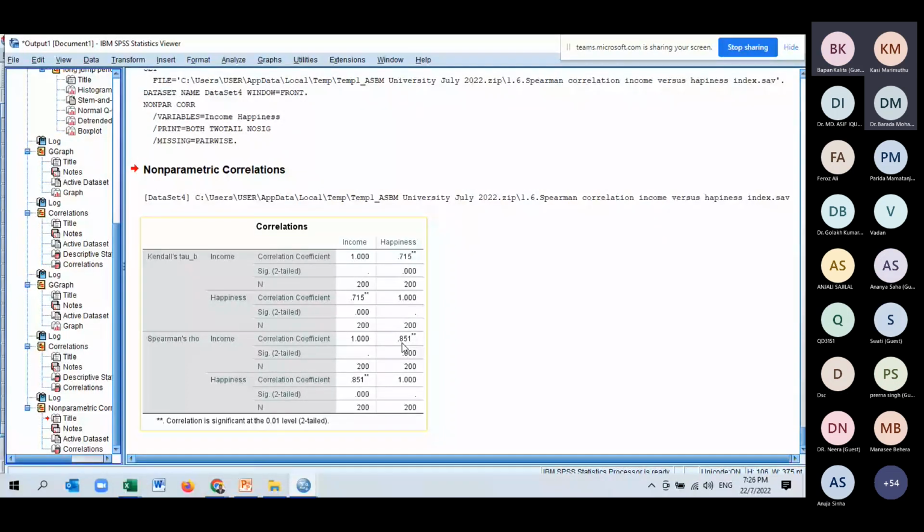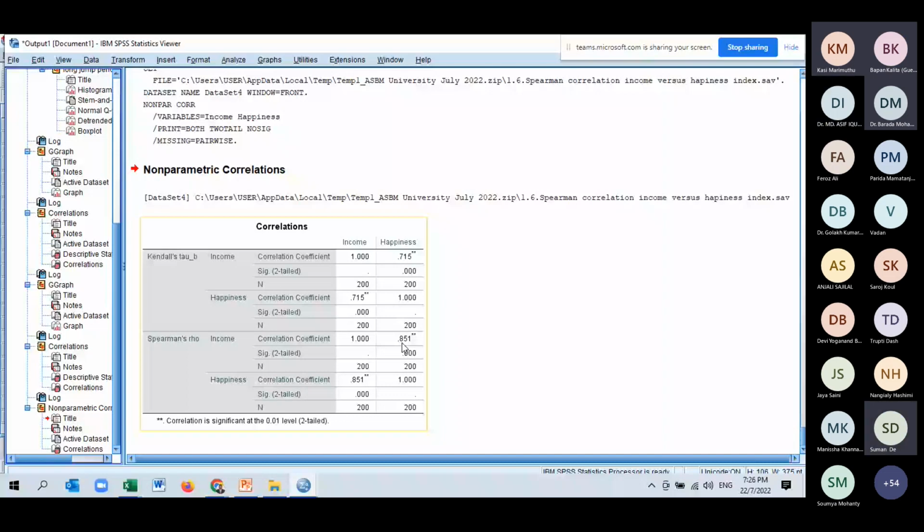So for the methodology we need to write: income is numeric, and happiness was an ordinal scale. We used Spearman rank correlation to study the relationship between income and happiness using SPSS version 25. The results show that income and happiness are statistically significant. Spearman rho equal to 0.851, n equal to 200, p value less than 0.001.